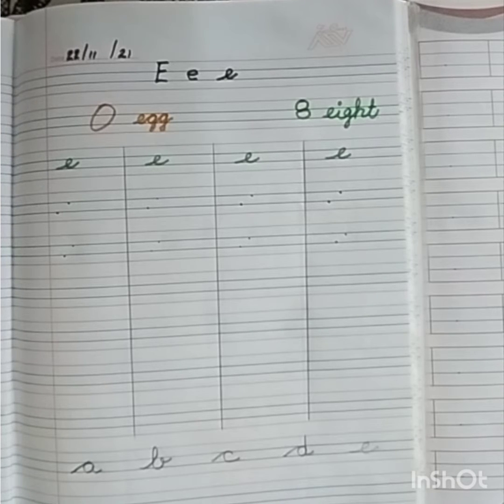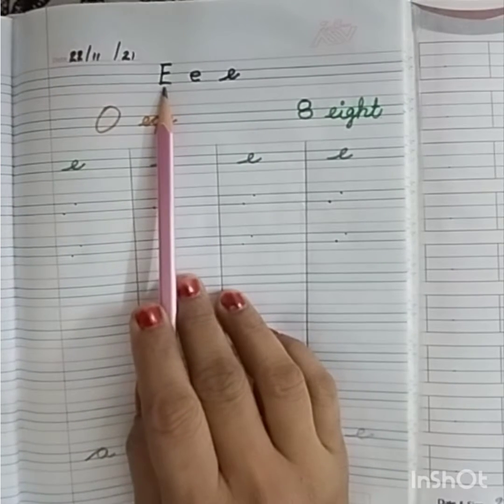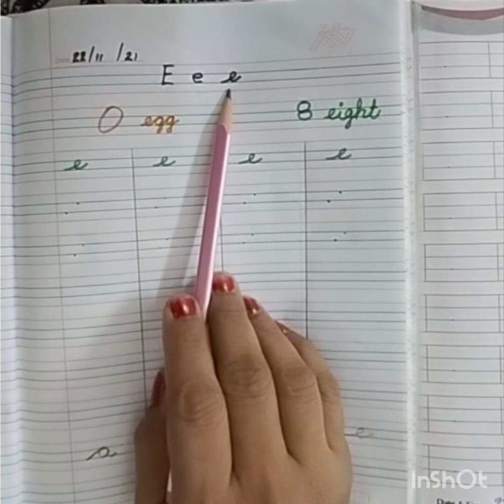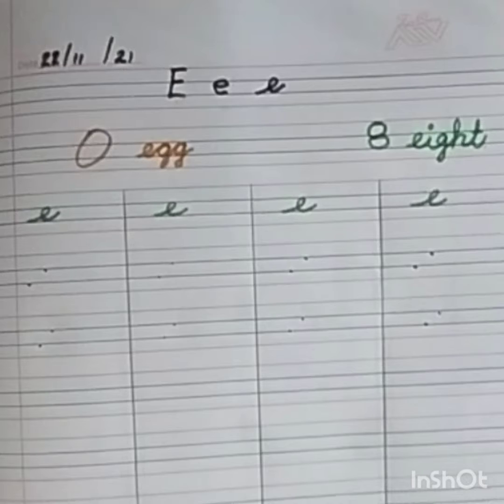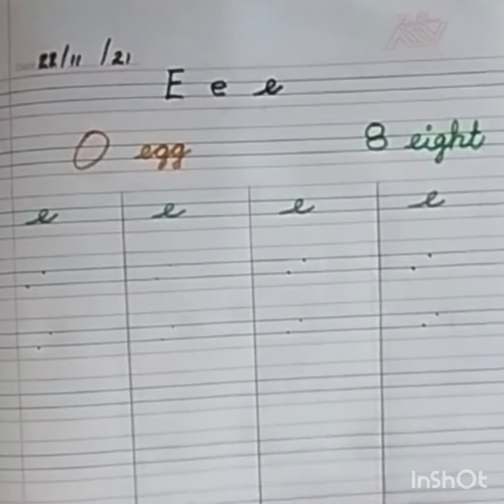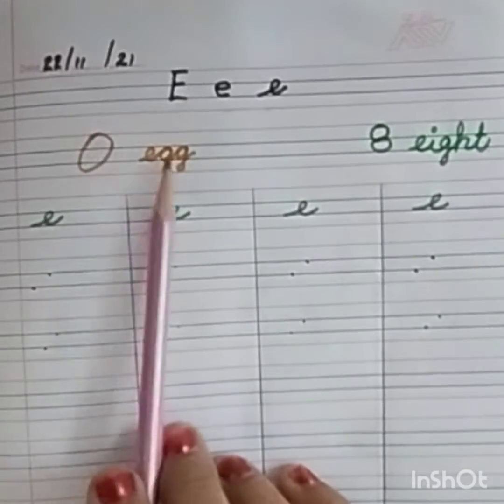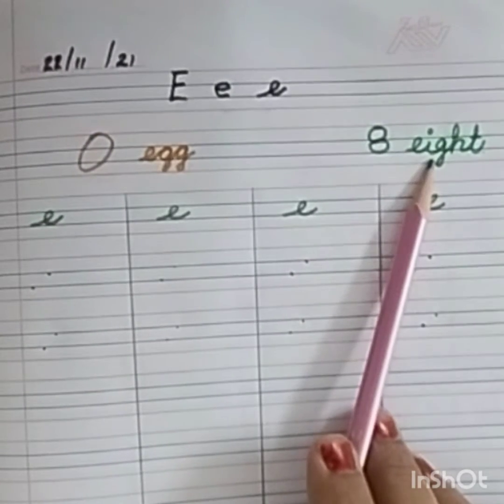In this class today I am going to teach you small cursive letter E. First we will revise. This is capital letter E and this one is small letter E and this is small cursive letter E. Those who don't have the small cursive letter book, write in this English notebook. E for egg, E for eight.